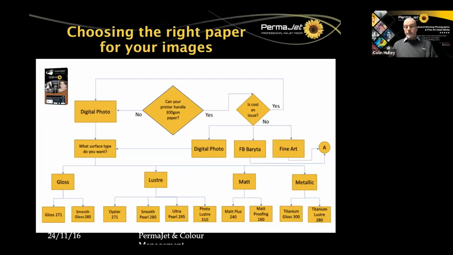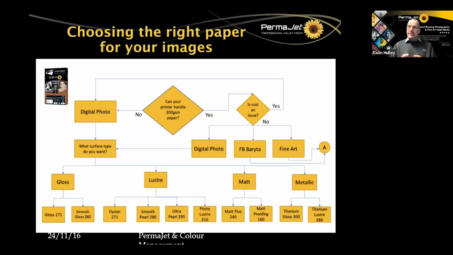The fourth product range that we have within the digital photo is the metallic range. Now, these papers have a silver base tint to them, hence the phrase why they're called metallic. And within that, you've got two. You've got a gloss and you've got a luster. So what kind of finish, what kind of look are you wanting to achieve? How is the image going to be displayed or stored?